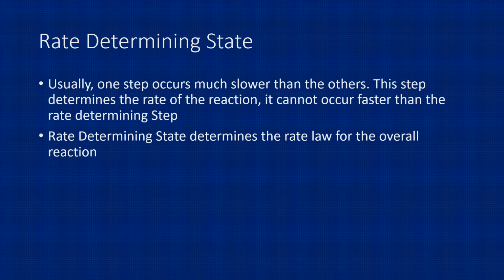Okay, so rate determining step. It is usually the one step that is slower than the other. Nothing can go faster than the slowest one, so it determines the rate of reaction. The reaction cannot occur faster than the rate determining step. The rate determining step determines the rate law for the overall reaction. So if we look at our rate determining step, then we can get the overall reaction.